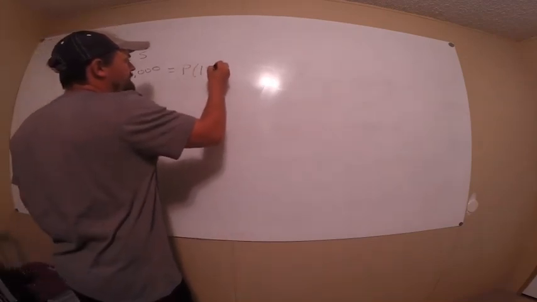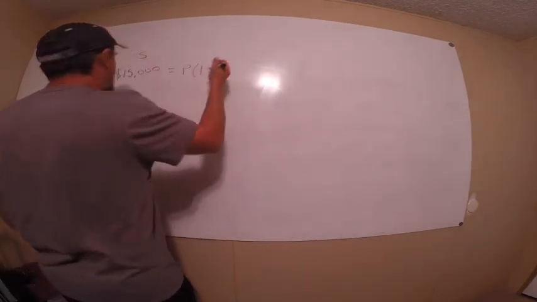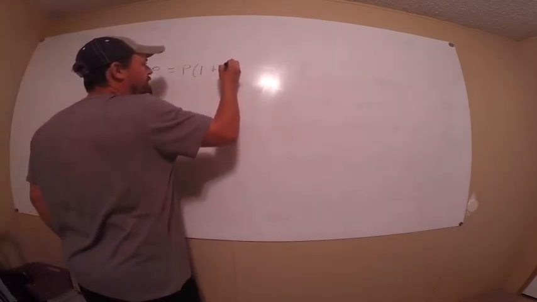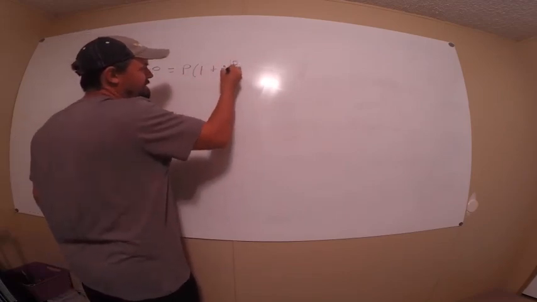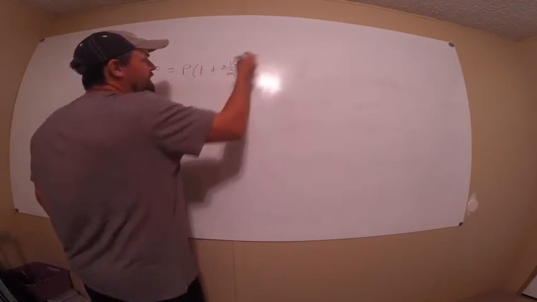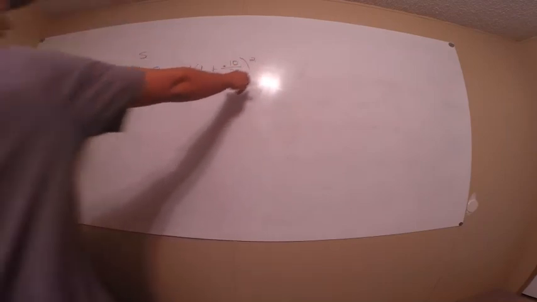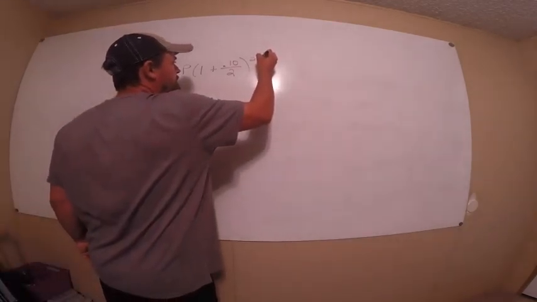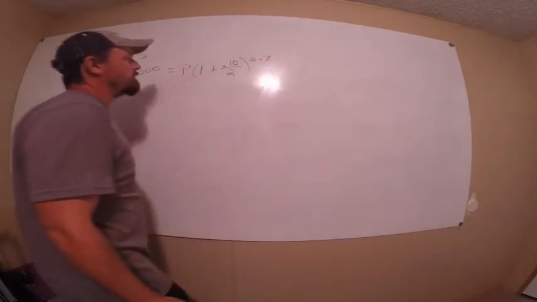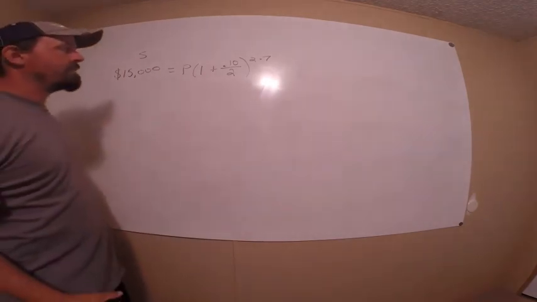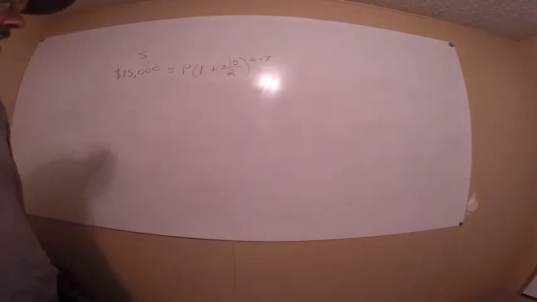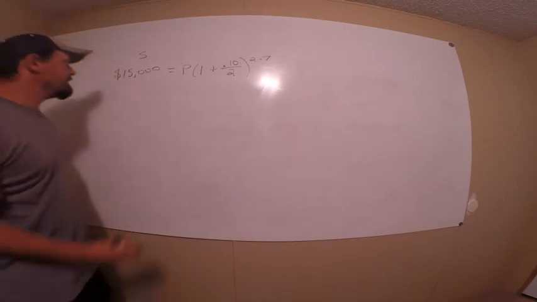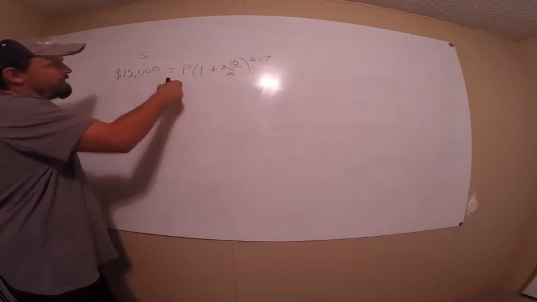Well, we do know it's compounded semi-annually, so it'll be 1 plus our rate here, which is 0.10 over 2, because semi-annually is twice a year. We've got to put that 2 there as well. The time period we're looking at is 7 years, so we're looking at 2 times 7. Now, all we really have to do at this point is solve. We've got to back solve here and figure out what P is.